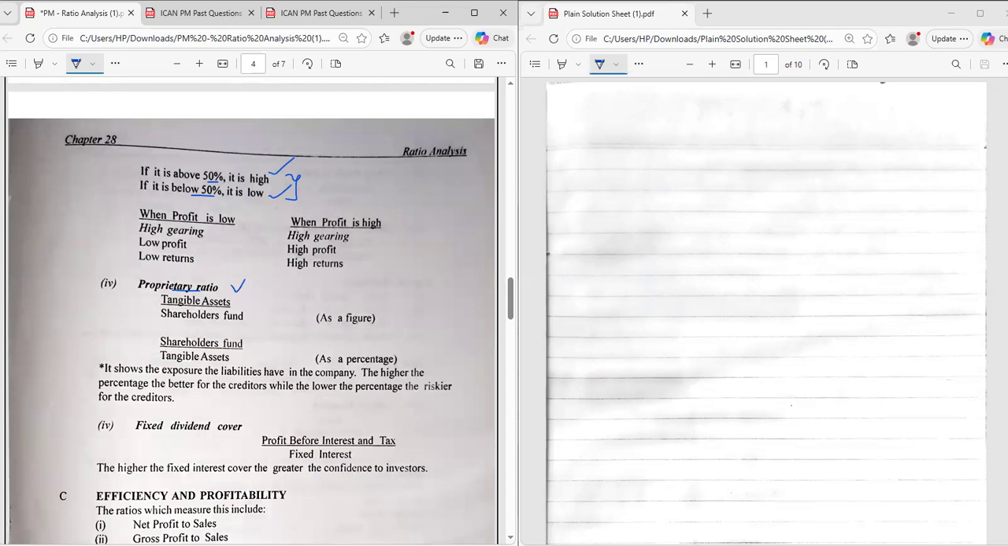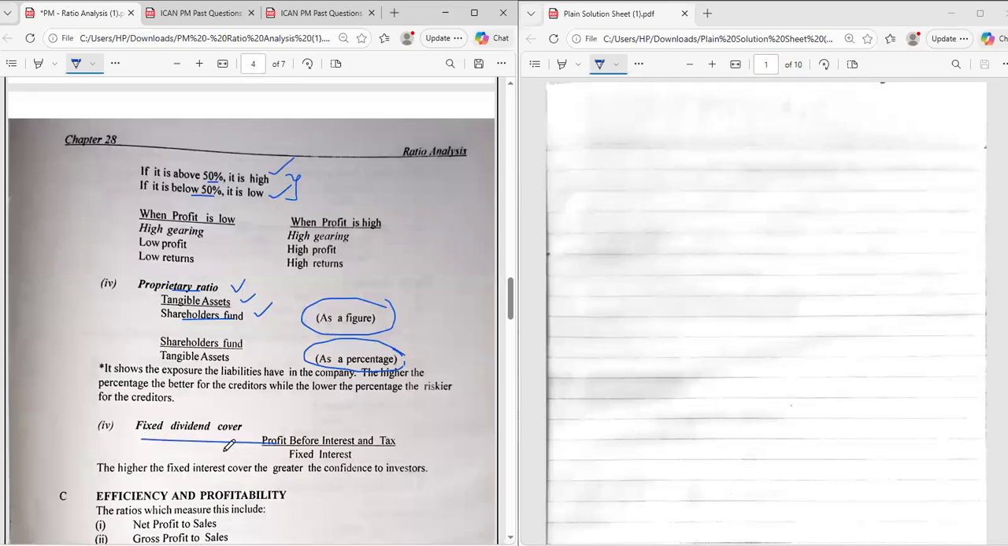So what do we have on that ratio? We said tangible assets divided by shareholders fund. Any answer you get here will be in figure if you're using this formula. But if you turn it upside down, shareholders fund divided by tangible assets, any answer you get will be in percentage. Then finally, we have fixed dividend cover.